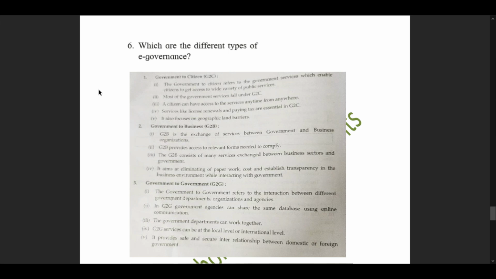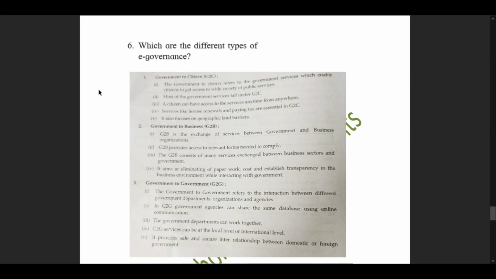G to B is the exchange of services between government and business organizations. G to B provides access to relevant forms needed to comply. The G to B consists of many services exchanged between business sectors and government. It aims at eliminating paperwork, cost, and establishing transparency in the business environment while interacting with government. Then we have the third type of e-governance, that is government to government, G2G.